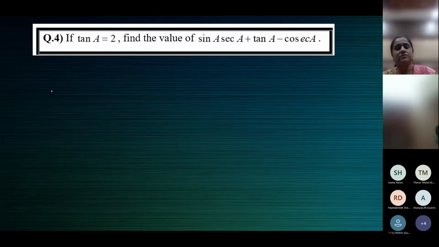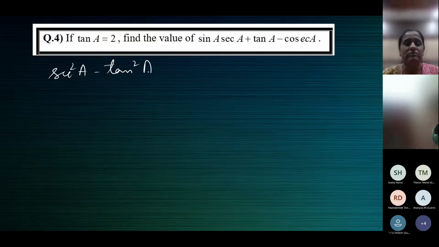So we can also find these values using another method. You can also find these values using trigonometric identities. If I said algebraic identities earlier, I'm sorry. So you can also find these values, sin A, secant A, tan A, cosecant A, using trigonometric identities. All right, so now let's do that. Now we know that secant square A minus tan square A is equal to 1. Yes or no? Yes, ma'am.